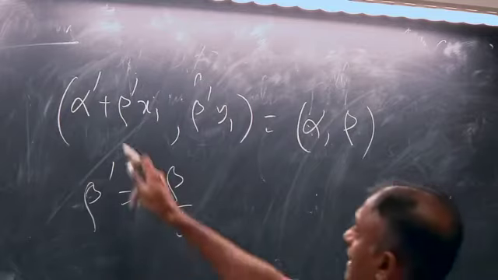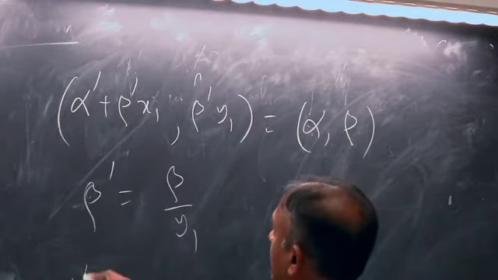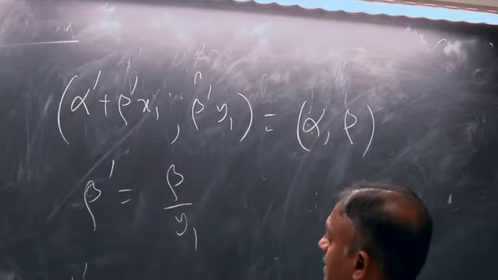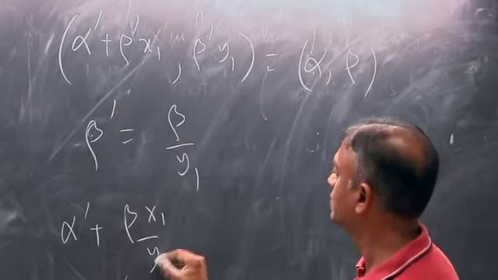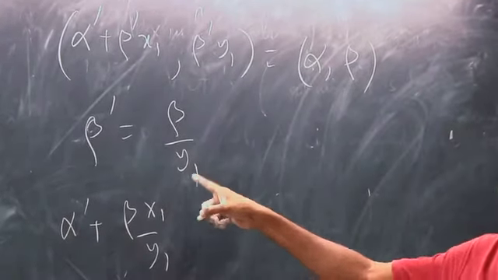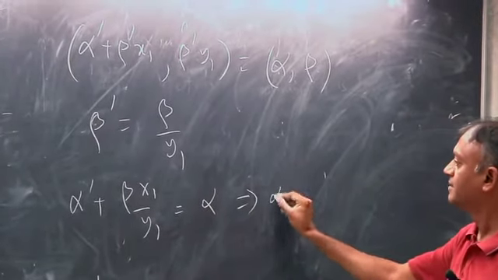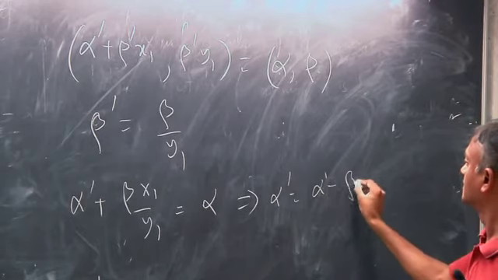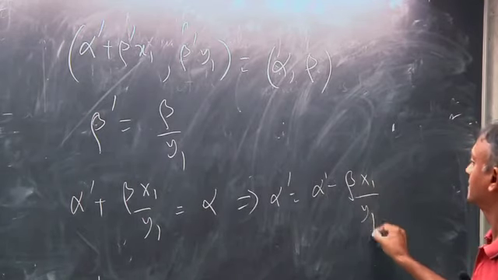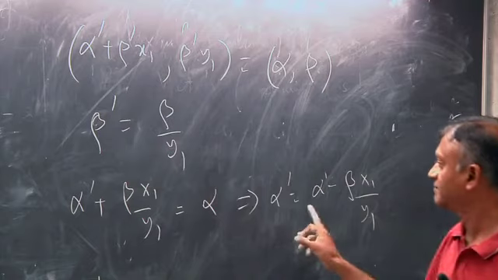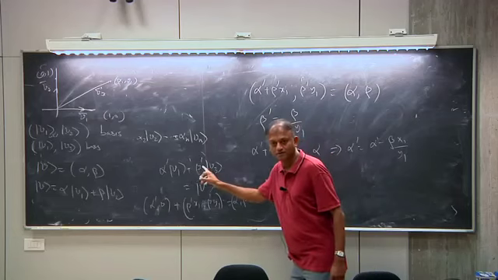Now I plug that into the second equation. So you get here alpha prime plus beta x1 divided by y1, substituting that, is equal to alpha. So this implies alpha prime is equal to alpha minus beta x1 divided by y1. So you see I found beta prime and alpha prime. That is what we were looking for.